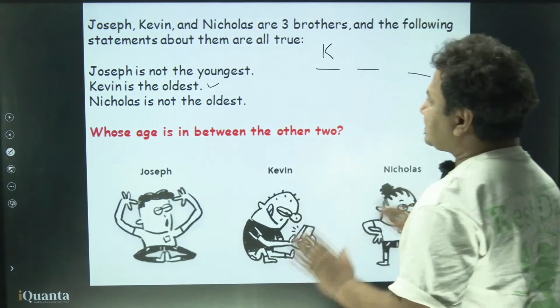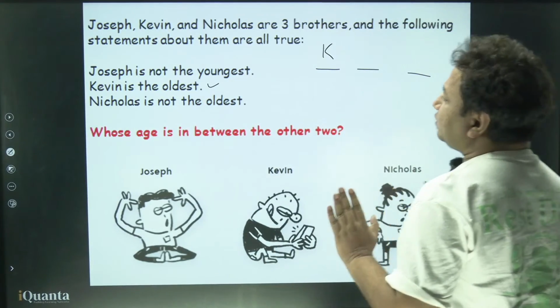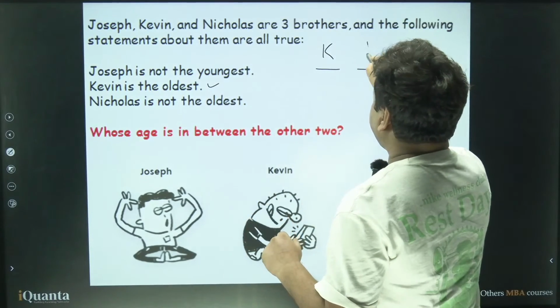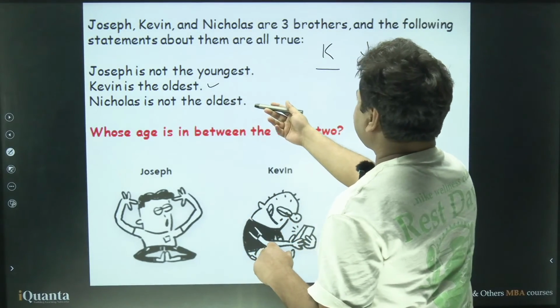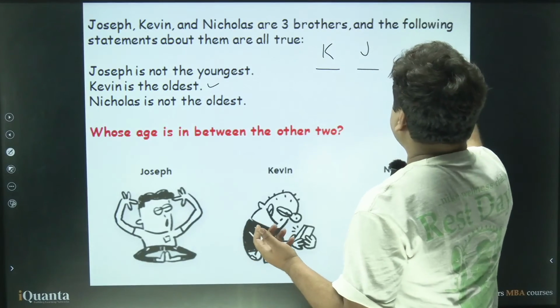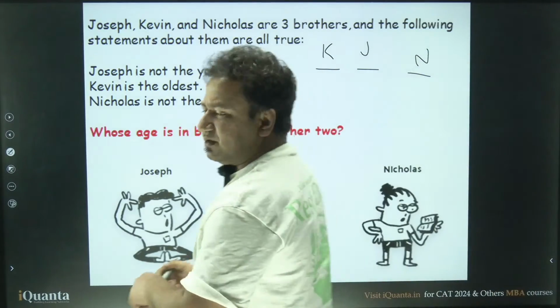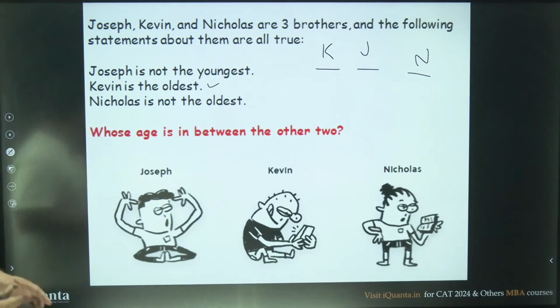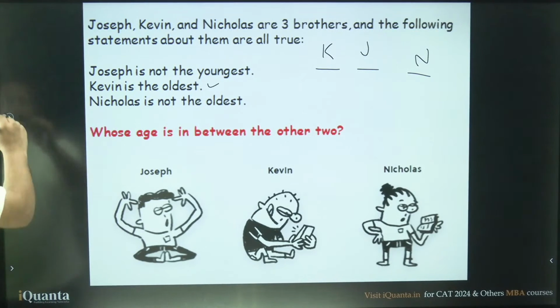So Kevin is the fixed statement. Now the other two, Joseph is not the youngest. That means he'll come in between. Nicholas is not the oldest. Not the oldest. He goes there. So Joseph is the answer. Of course, not a difficult puzzle, but now we understand which statement has to be picked first. Coming to the next one.